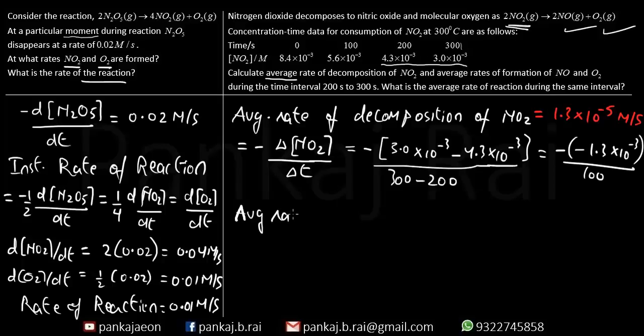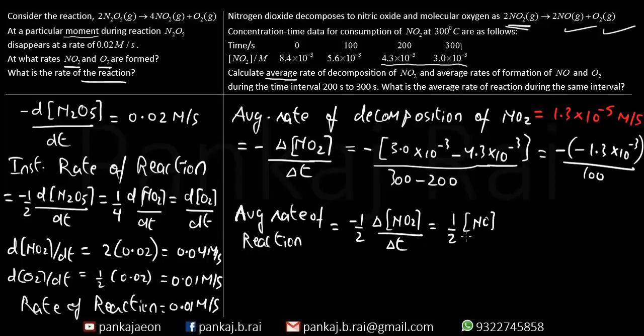Average rate of reaction is equal to minus 1 by 2 change in concentration of NO2 upon change in time, which is the same as plus 1 by 2 change in concentration of NO upon change in time, which is also the same as change in concentration of O2 upon change in time.